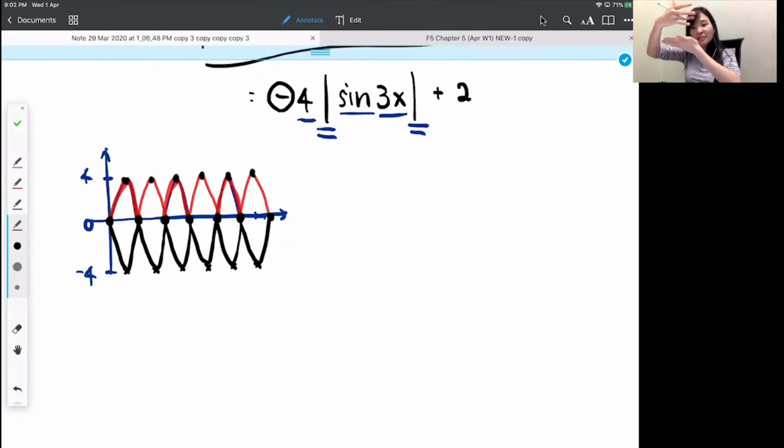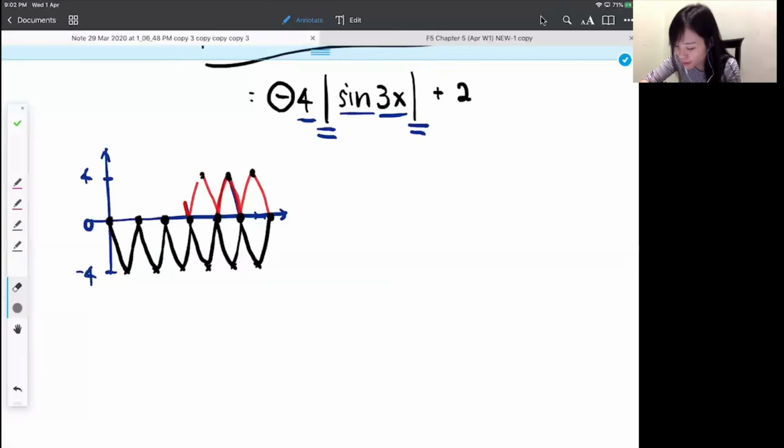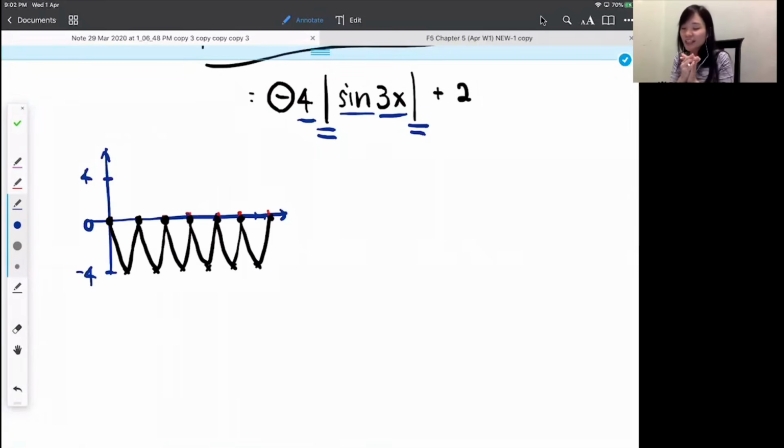So do you guys realize the red one after negative becomes the black one? So guys, let me erase off the red one. I hope you followed all my steps. I do it very slow already. At least I think it's very slow. If I'm too fast, tell me, yeah? So isn't it like that? I have already done drawing negative 4 modulus sine 3x. Correct, my dear? So the last thing is, there's still a plus 2.